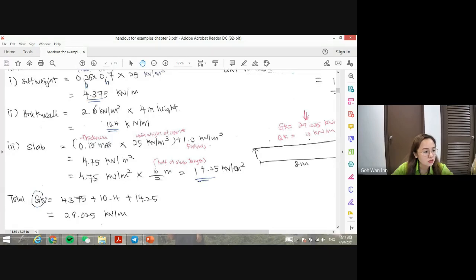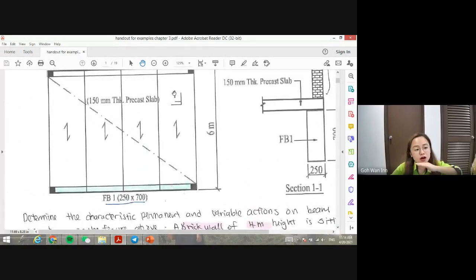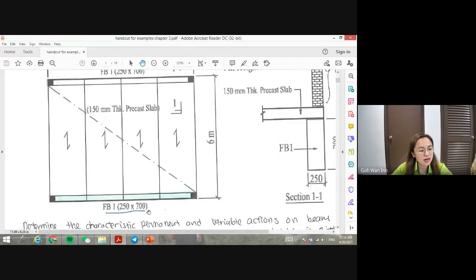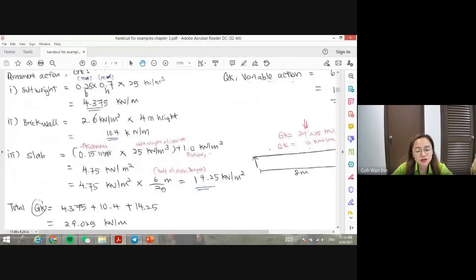Oh, this one is wrong. This one supposedly is kilonewton per meter. Sorry, I wrote the wrong one here, I think. The unit here is kilonewton per meter. So 4.75 kilonewton per meter square times 6/2 meter, because just now the slab is a one-way slab, right? So it will distribute half to this beam and half to this beam. That's why it's 6 meter divided by 2. It means 3 meter from here, the load will distribute to here, and another 3 will distribute to here. So that's why you get 6/2, meaning half. You will get 14.25 kilo.